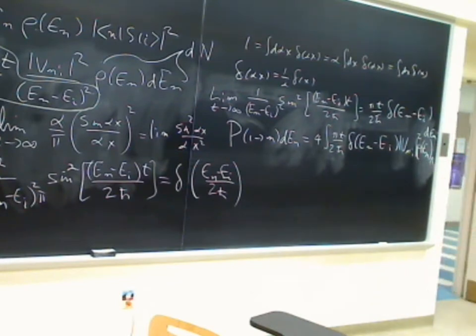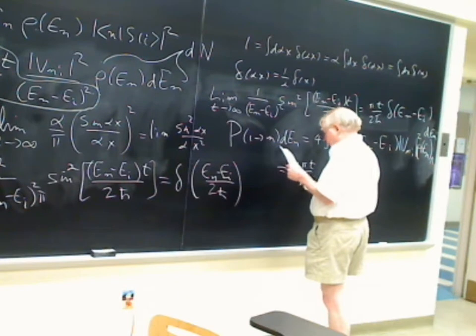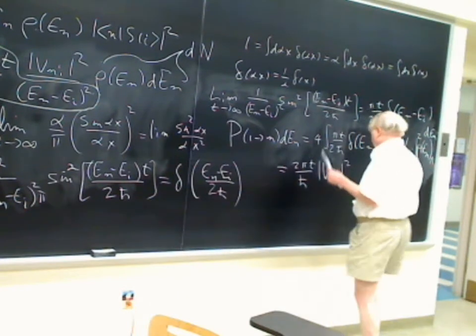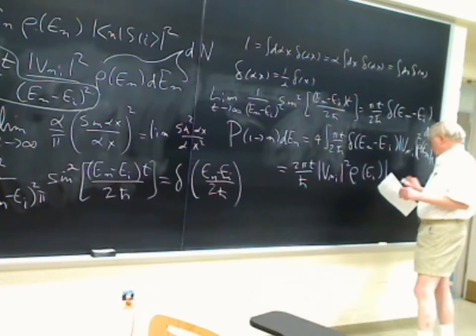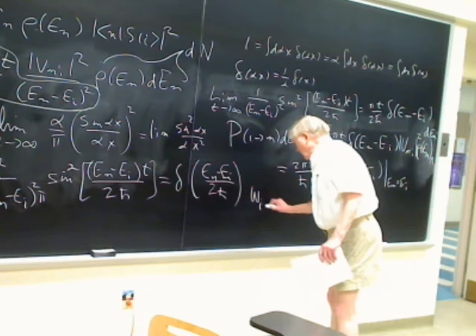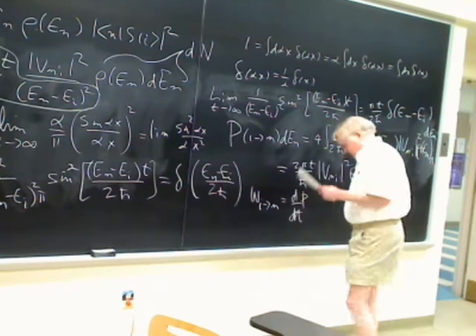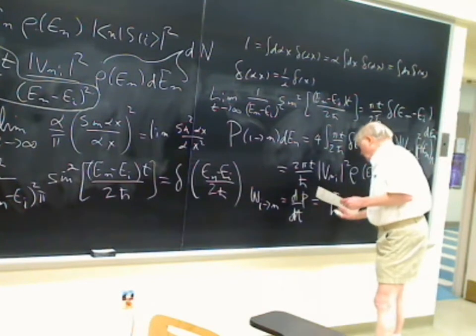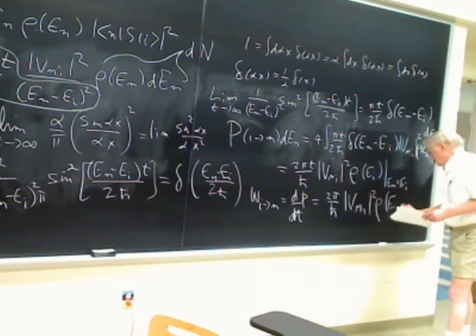And of course, the delta function, always our friend, saves us, and this becomes simply 2 pi t over h bar |V_ni| squared rho of E_i, evaluated at E_n equals E_i. Okay, so that's the probability of the transition. It's proportional to time. The transition rate, W_i goes to n, is then the derivative of this with respect to time. And that gives us 2 pi over h bar |V_ni| squared rho of E_i.